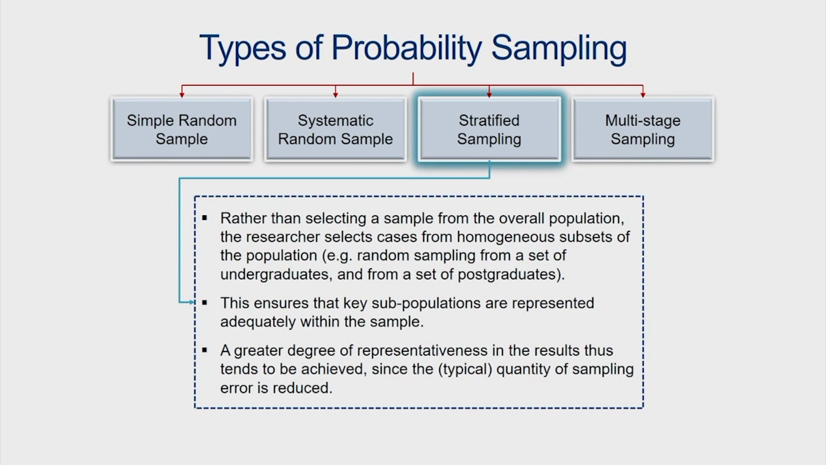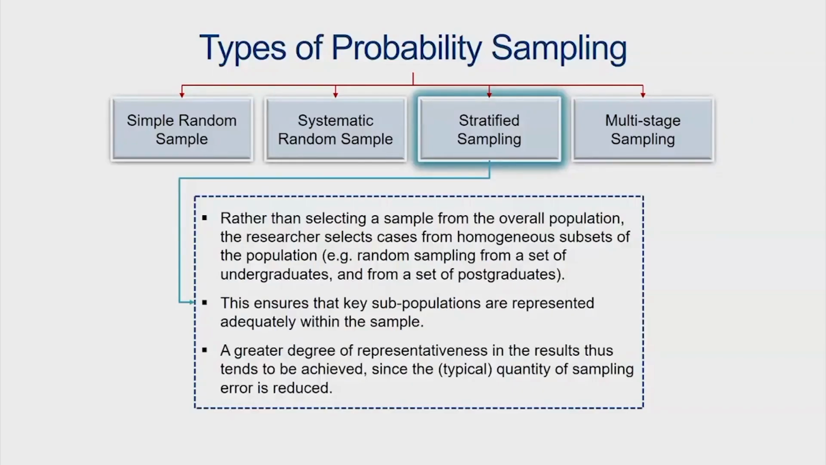This is also true of a multi-ethnic society, of a multi-caste society, class society, where there are different numbers of ethnic groups and populations, and we want each of these strata to be represented in the sample in a study that we are conducting, and that is when stratified sampling is of paramount importance. A greater degree of representativeness in the results tends to be achieved since the quantity of sampling error is reduced.